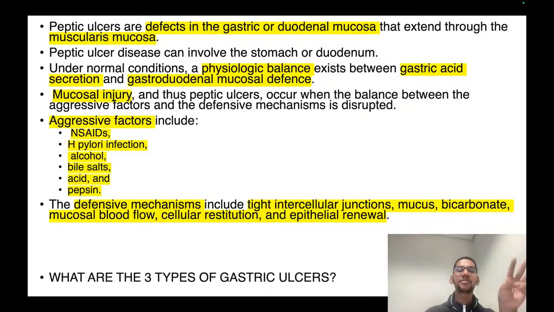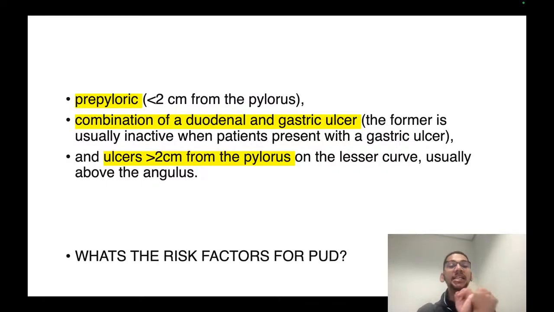What are the three types of gastric ulcers? You get pre-pyloric ulcers, which are less than 2 centimeters from the pylorus. You have a combination of duodenal and gastric ulcer, and the duodenal ulcer is usually inactive when a patient presents with a gastric ulcer. You also get ulcers that are more than 2 centimeters from the pylorus on the lesser curve, usually above the angularis.